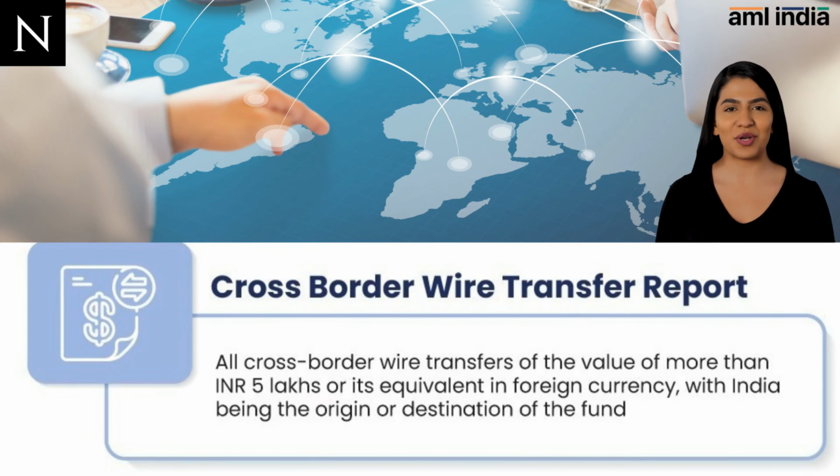The next report is the Cross-Border Wire Transfer Report, also known as CBWTR. CBWTR is used for reporting cross-border wire transfers of value exceeding 5 lakh Indian rupees or its equivalent in foreign currency. The details of the wire transfers are to be submitted with FIU only when either the funds originated from India or are destined for India. This report is to be filed with FIU every month by the 15th day of the following month. While submitting this report, the reporting entity must include information such as the wire transfer amount, the parties involved, corresponding account numbers, etc.